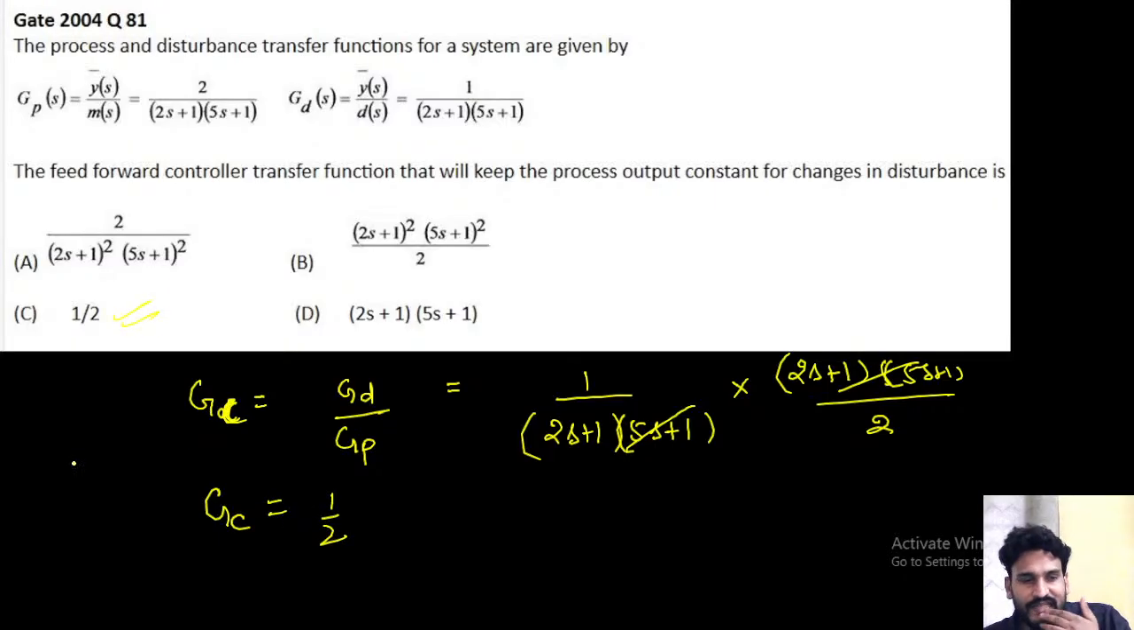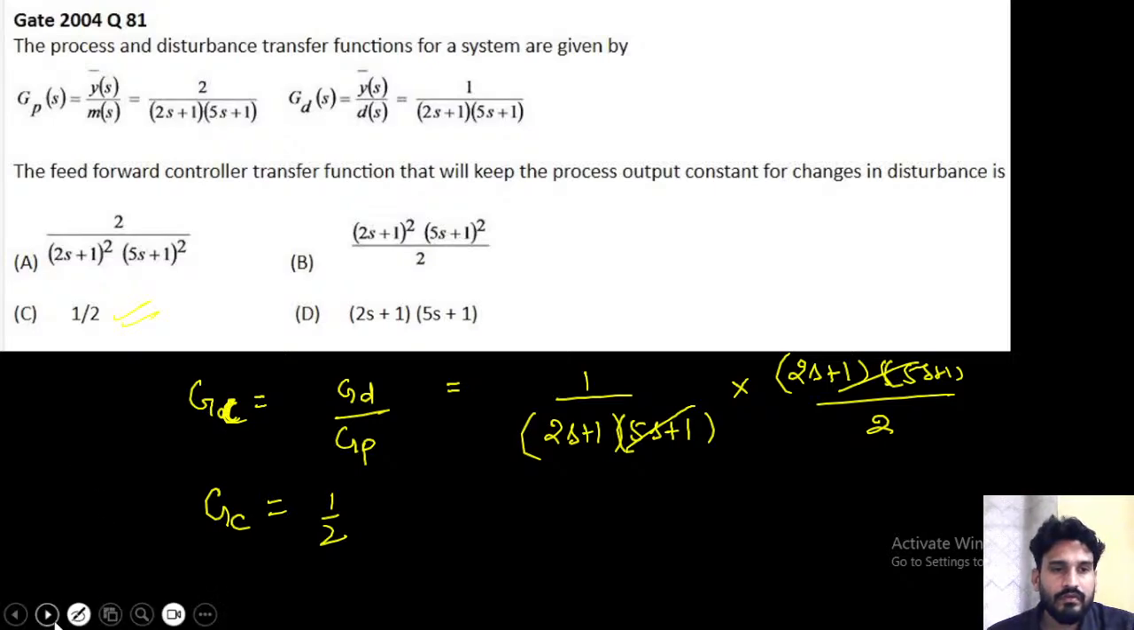So you can see here that there are very simple problems based on the feed forward controller transfer function, and multiple times the feed forward controller transfer function question is asked in the GATE examination. So this is important from the examination point of view. Okay, great.